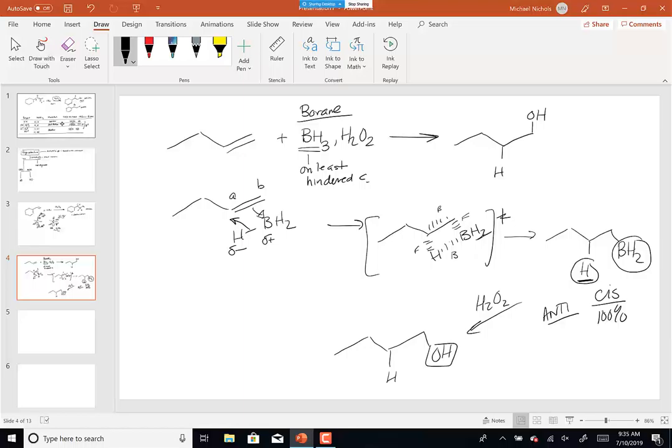And the reason the boron is adding anti-Markovnikov is because the boron has to add to the least hindered carbon. And you could think of that as pure sterics. The molecule would be much lower in energy if the boron, that bigger group, adds in the least sterically hindered position. That's actually not 100% correct.